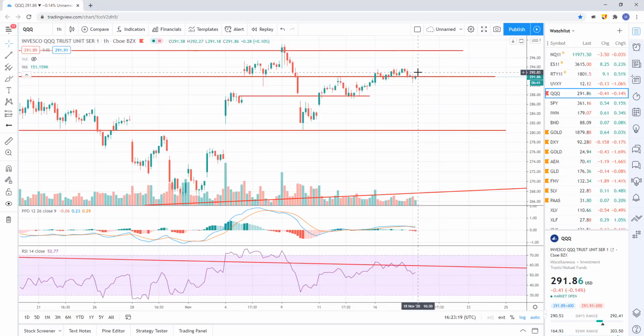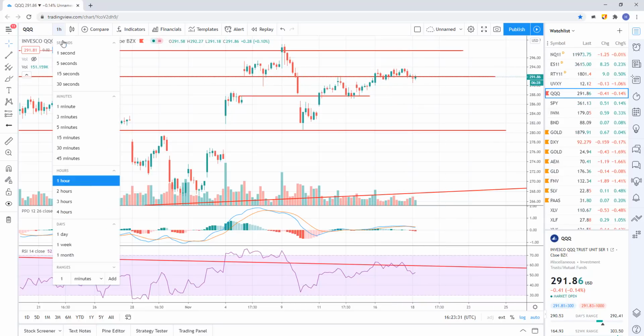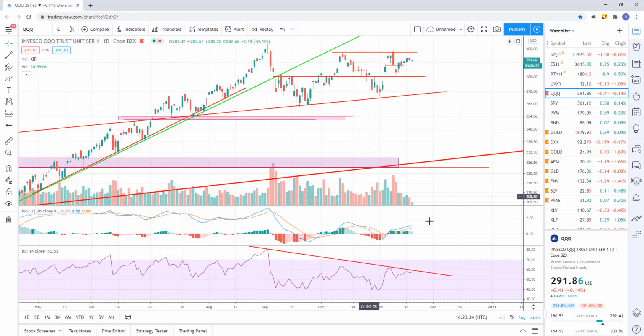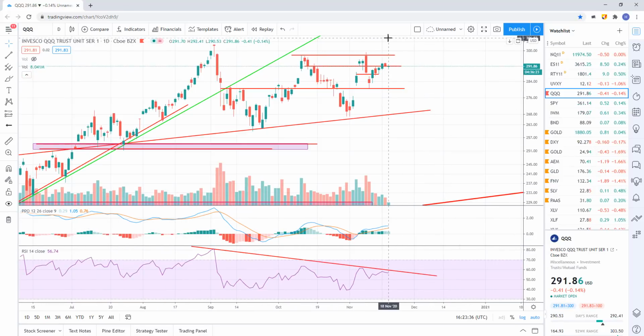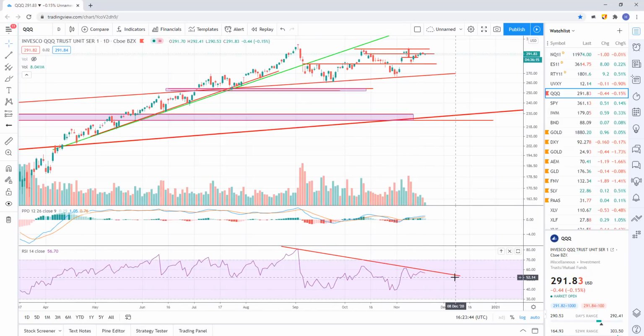There's no impulsive action. We're not being rejected instantly off resistance, and you could say we're holding support and consolidating, and maybe we're going to move higher. If we do move higher on the Qs, here's the daily chart. If we run up and make a new high, pop above this 303.30, and do it anytime soon, then it's going to be a divergent high.